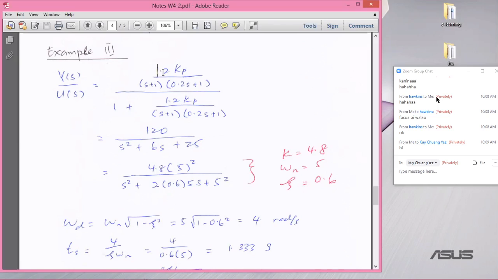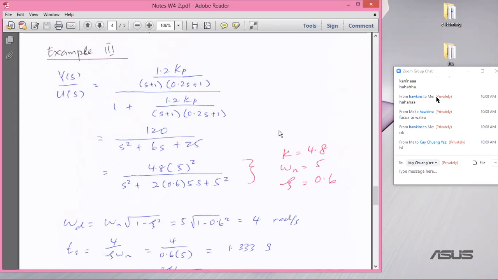So I missed 1 over 6. See, I'm very sharp, I can identify the error here. This is already correct once you simplify. And then now put it in the standard format, then you know that K is equal to 4.8, omega n is equal to 5, and zeta is equal to 0.6. Make sure that you make a correction to your notes, multiply that by 1 over 6.